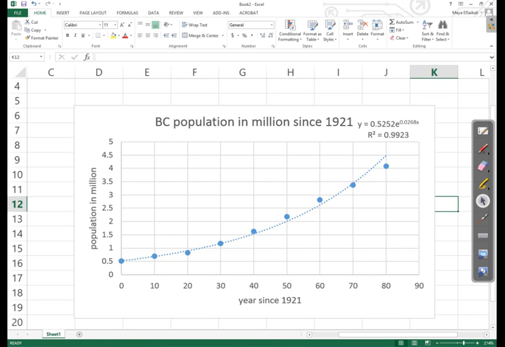So this right here, which is 0.5252, that's your initial value. Okay? So that's your initial value. We're not going to change that. We're going to keep it. The thing that we're going to change is e to the power of 0.0268.